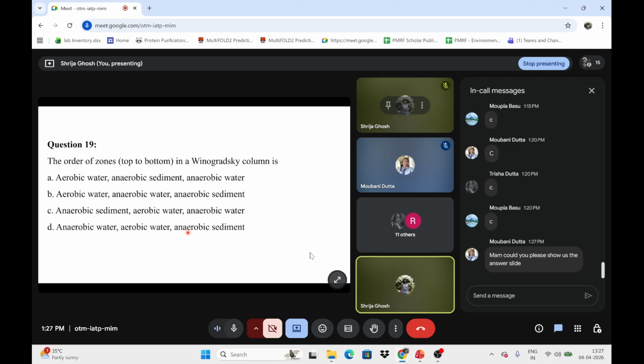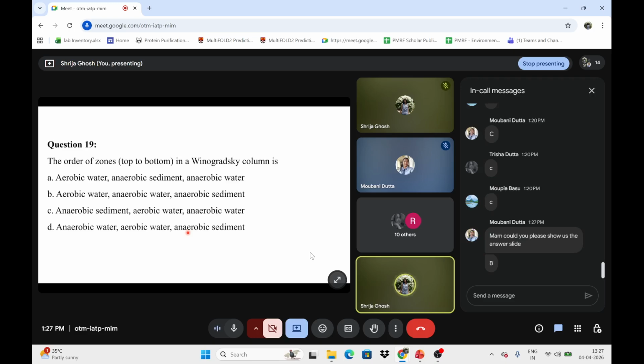Okay, let's move to the next question then. Question number 19. The order of zones from top to bottom in a Vinogradsky column is: option A, aerobic water, anaerobic sediment, and then anaerobic water. Option B, aerobic water, anaerobic water, and then anaerobic sediment. Option C, anaerobic sediment, aerobic water, and then anaerobic water. And then option D, anaerobic water, aerobic water, and then anaerobic sediment.